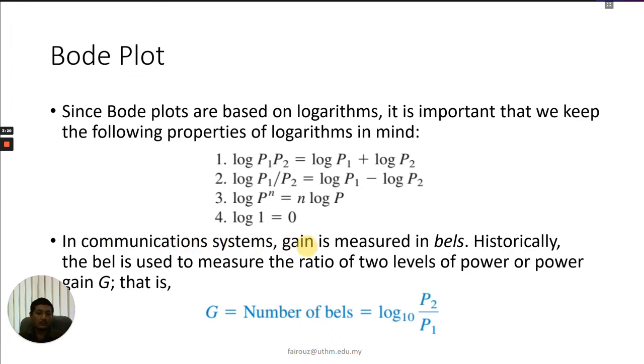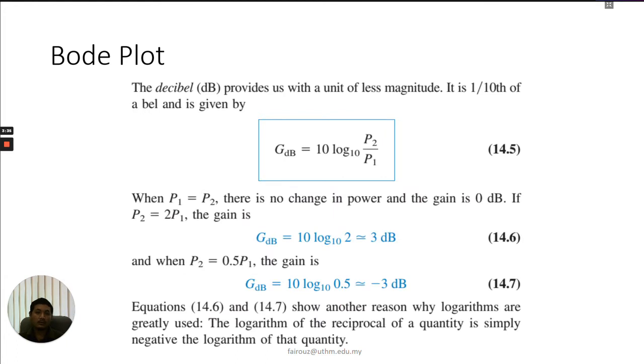In a communication system, gain is measured in bels. Historically, the bel is used to measure the ratio of two levels of power, or power gain. That is, the gain G equals log 10 of P2 over P1. Gain in decibels is equal to 10 log 10 of P2 over P1.